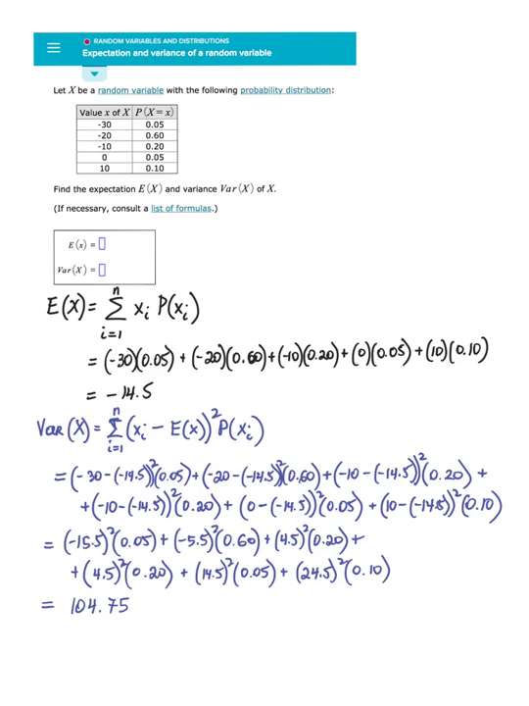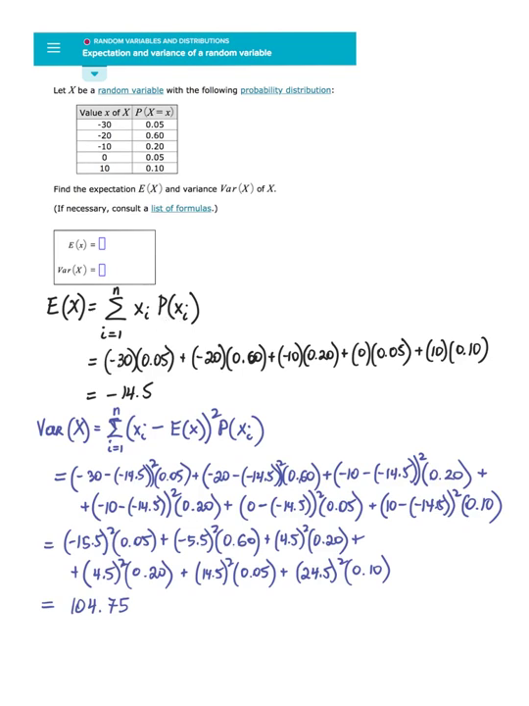We need to compute the expectation, E of X, also called expected value or mean, and variance, Var of X, for random variable X. Well, there are two formulas we will be using to complete this assignment. The expected value or expectation will be computed by multiplying every x value we have, and we have 5 of them, by its corresponding probability of that x value to occur.